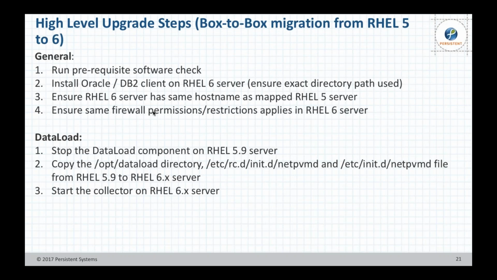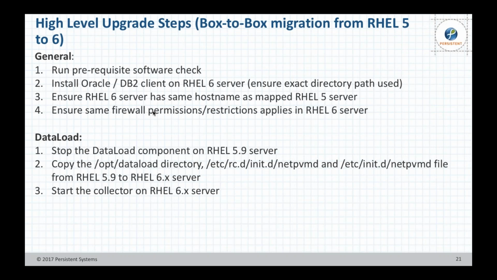So I'll move on to the next step, which is now the high-level upgrade steps for a box-to-box migration. So for box-to-box, this is basically where you want to do it when you're on 1.4. So basically you are upgrading from 1.3.2 to 1.4. If you're on Red Hat, you do a box-to-box migration, and then you continue from 1.4 to 1.4.3.